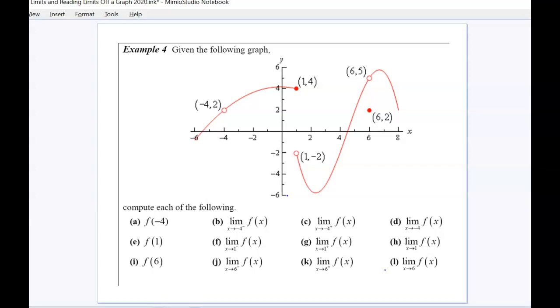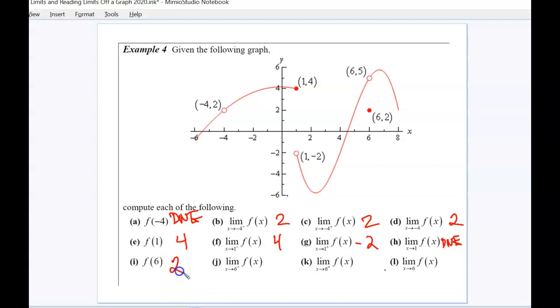Okay, in part A, f of negative 4. Well, at negative 4, there's an open circle at 2, so this does not exist. Limit as x approaches -4 from the left is going to be 2. From the right is 2, and therefore the limit as x approaches -4 is 2. F of 1, well at 1 the y value is 4. As x approaches 1 from the negative side, the limit is 4. As x approaches 1 from the right side, it is -2, so therefore this one at 1 does not exist.